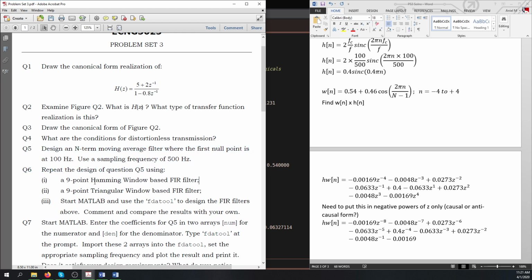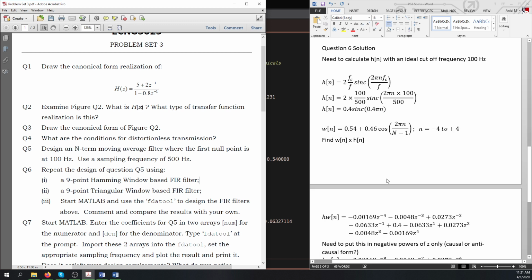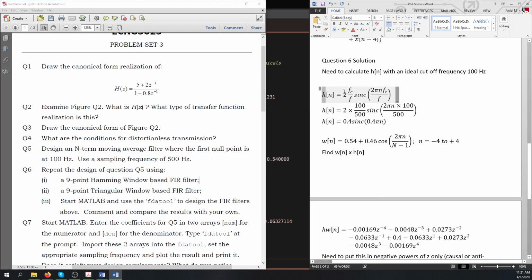If we tell you that you need to design something for a Hamming window, we will give you the Hamming window equation accordingly. The only equation that you need to remind yourself about is this h of n equation for the ideal low pass filter response. You need to actually memorize this equation. We don't give it to you in the exam.